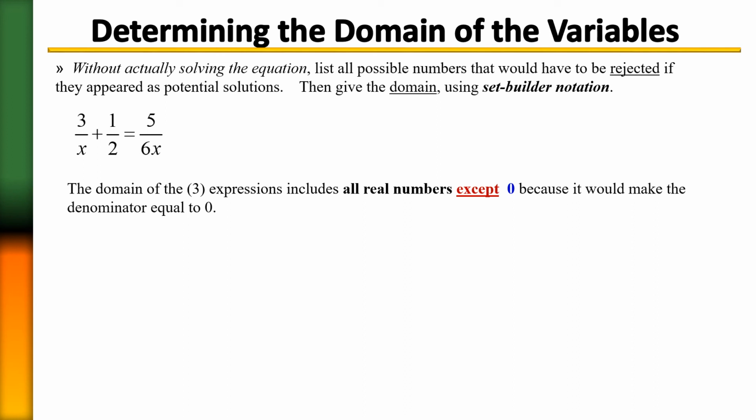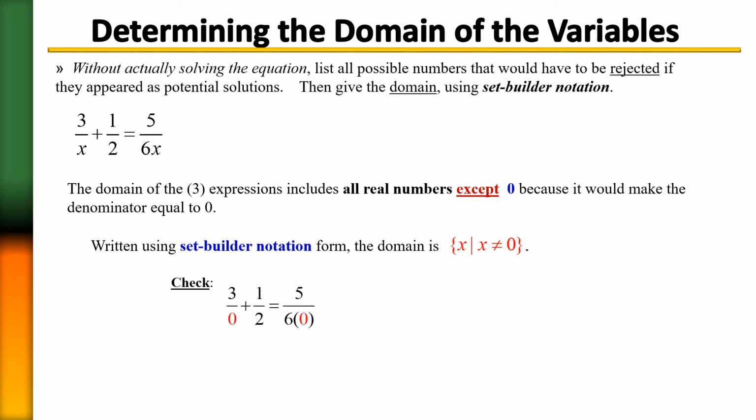The way we would write that in set builder notation form: x is such that x can be any real number, but the one number it can't be is 0, and that is how you would write it in set builder notation form. So again, if I were to plug a 0 into the original equation, remove the x, replace it with 0, and do the math, we would see that one or more of the expressions here would be undefined, which would make the equation itself undefined.